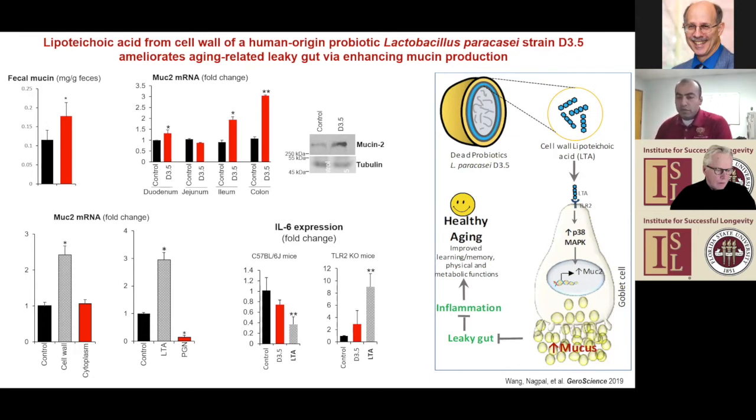And we found that one of the postbiotics may be cell wall lipoteichoic acid, which works through TLR2 receptors, eventually leading to the increased expression of the MUC2 gene, and thereby maintaining the homeostasis of mucin in the gut, which may be one of the reasons these mice had improved leakiness of the gut, improved inflammation, and eventually led to better hallmarks of aging, as verified by different tests.